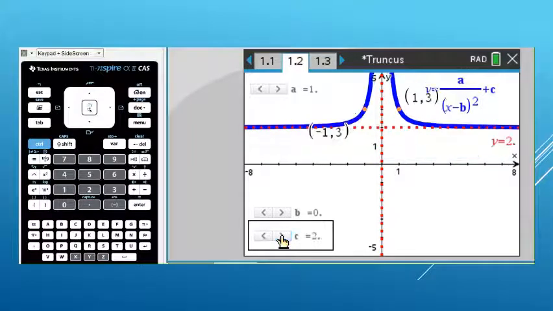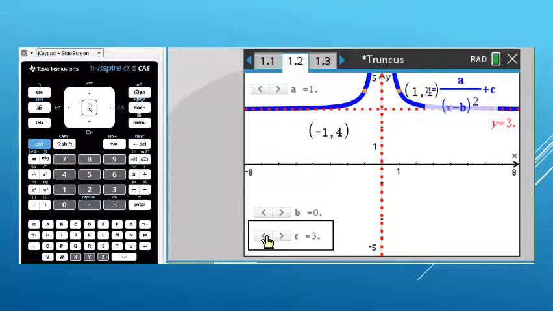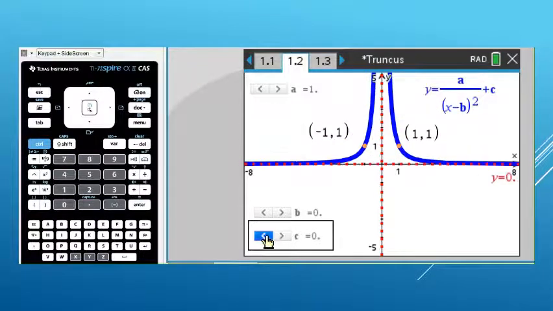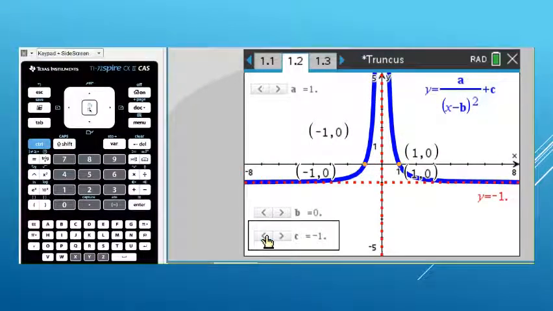So as I make c bigger, you can see it just moves the graph up. If I make c less than 0, so for example -1, the whole graph has been translated down 1 unit. So those key points, -1, 1, which was here, it's been dragged down 1 unit, and actually becomes the x-intercept of this graph. So the equation would be y equals 1 on x squared, take 1.